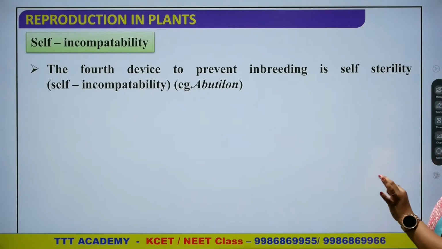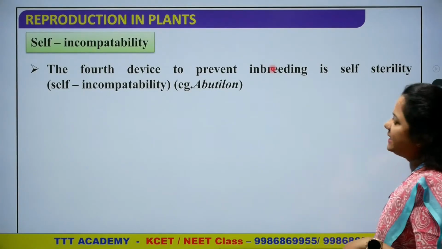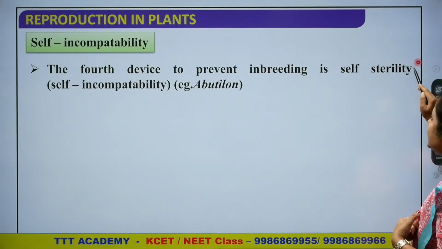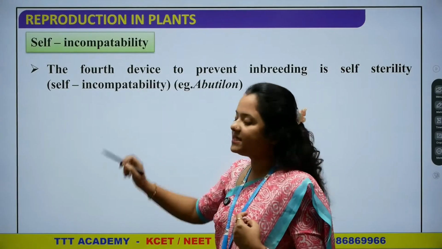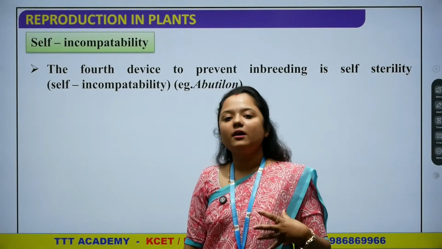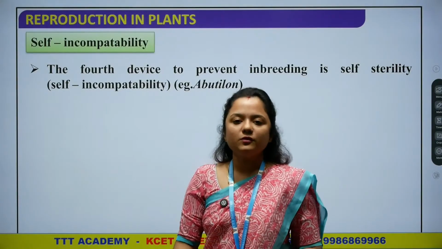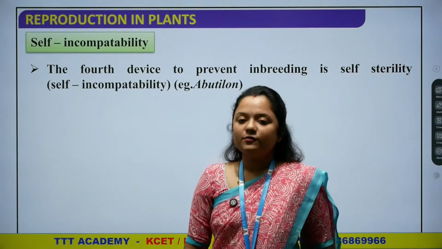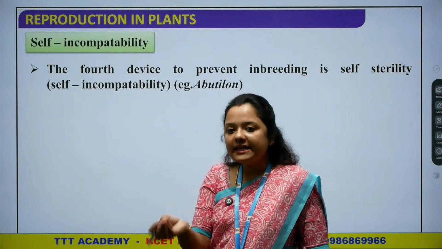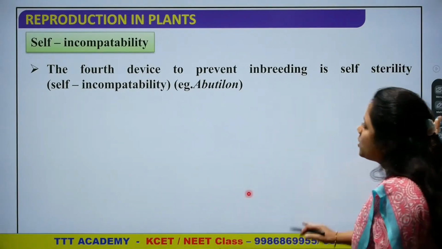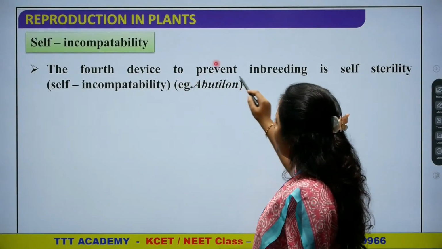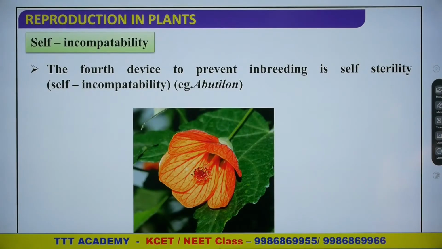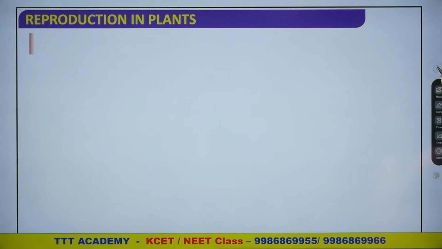Now what does this say? This is preventing inbreeding and encouraging outbreeding, because it is self sterile. It is not allowing its own male and female gametes to fertilize because it is sterile in function. It is not fertile, not mature enough to receive or release the gametes. This condition is seen in Abutilon. Abutilon is the plant which has the self incompatibility kind of outbreeding device.